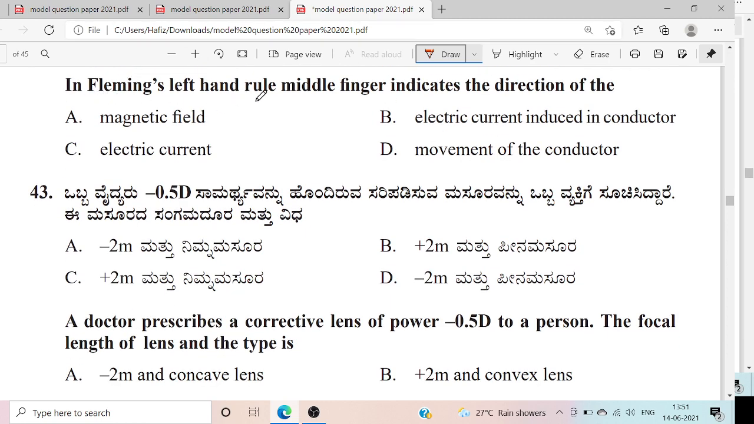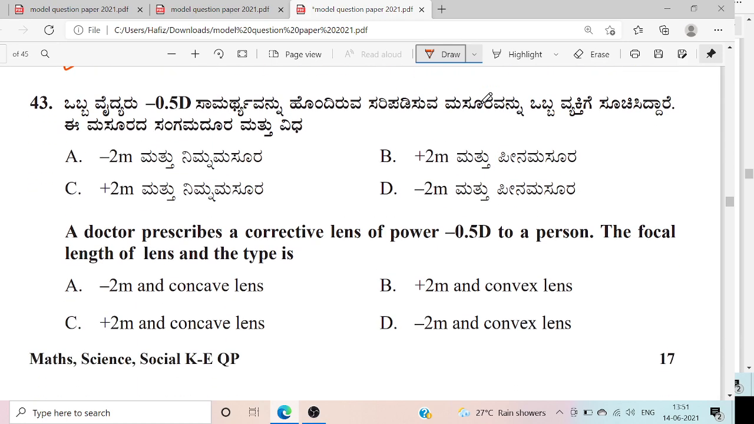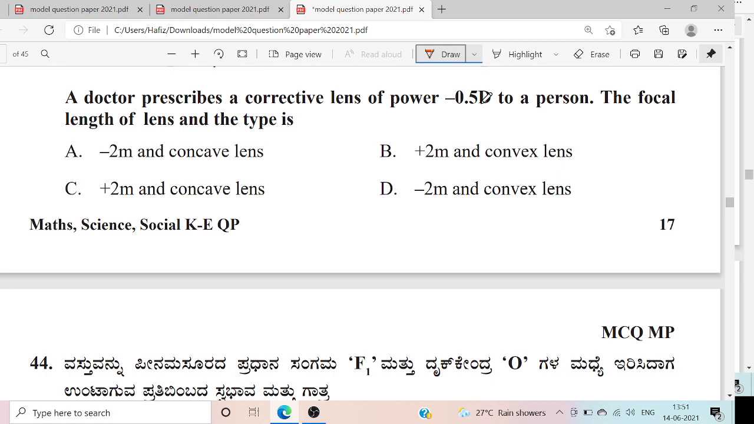In Fleming's left-hand rule, the middle finger indicates the direction of the electric current. See, the Fleming's left-hand rule, known as the motor rule, in that the middle finger shows the direction of electric current. If it was Fleming's right-hand rule, then option B would have been the answer. That is the direction of induced electric current. Okay. Now the third question is on your screen.